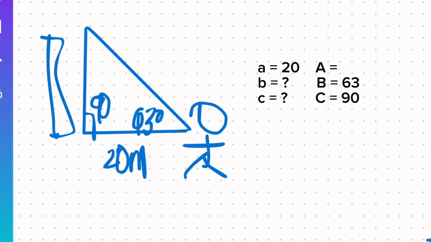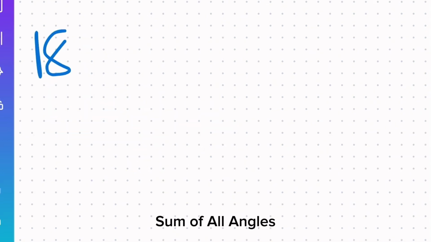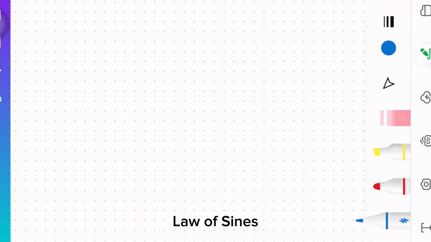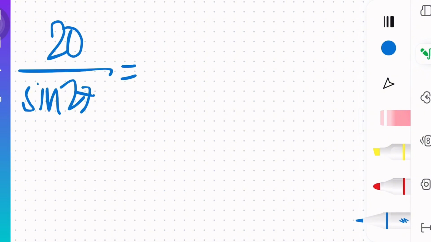Now to solve, first we use the sum of all angles to solve for angle A. We all know that the sum of all angles in a triangle, angle A plus angle B plus angle C, is equal to 180. Next, we use the law of sines to get the other sides. For the law of sines, we have a over sine A equals b over sine B equals c over sine C.